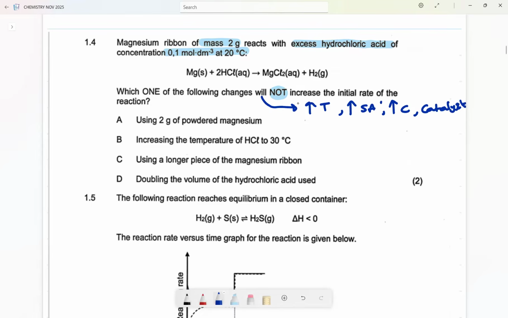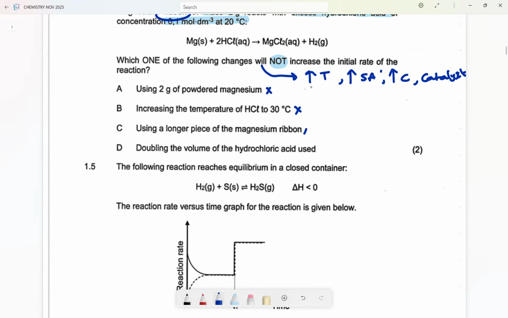So these will affect the rate, but if our options do not include these, it means that option is the one that will not increase it. Let's look at this one. Using 2 grams of powdered magnesium, when you use powder instead of ribbon, you are increasing the surface area. So this will increase the initial rate. Using a longer piece of magnesium will also increase the surface area. Therefore, when surface area increases, the rate will increase. Doubling the volume, well, volume has no effect here. So this one will be the correct answer.